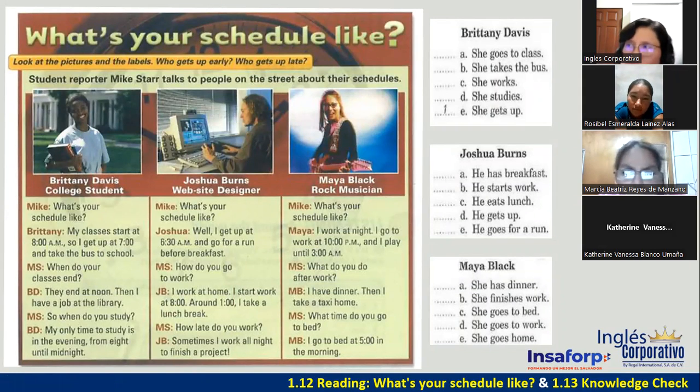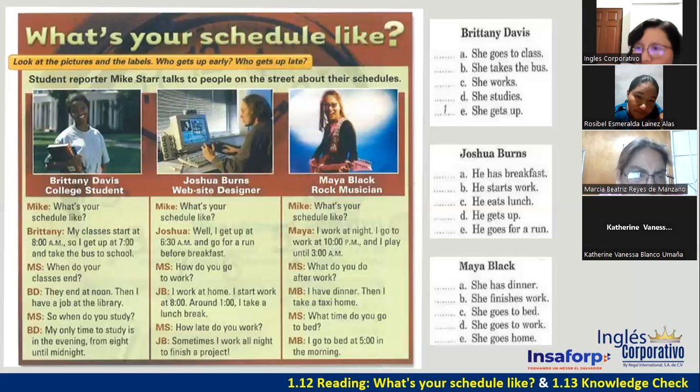So, what's your schedule like? Schedule. Schedule es la versión norteamericana, y la versión británica creo que es scheduled, right? Entonces, what's your schedule like? Look at the pictures and the labels. Who gets up early? Who gets up late? Right? Student reporter Mike Starr talks to people on the street about their schedules, right? So here we have a conversation, right? If you want, let's go ahead and read them.